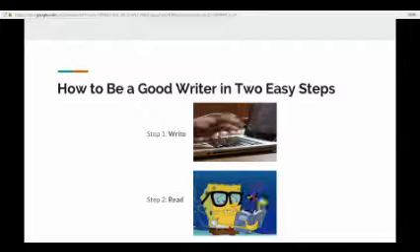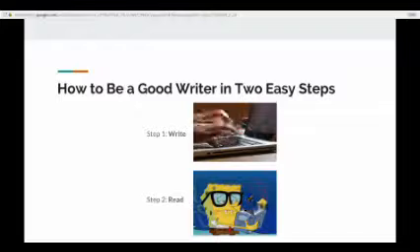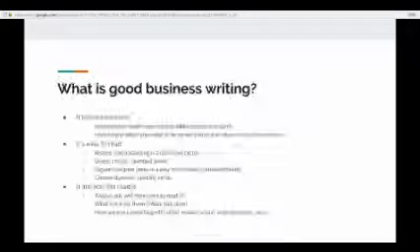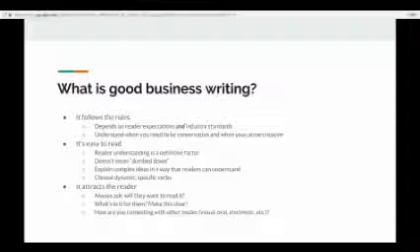Another reason why they're good at writing is because they read. So understanding the kinds of business documents that you're going to be writing and reading them to see, okay, this is an example of a good memo, or this is an example of a good email communication. In general, good business writing has a few things about it that are specific to business writing.